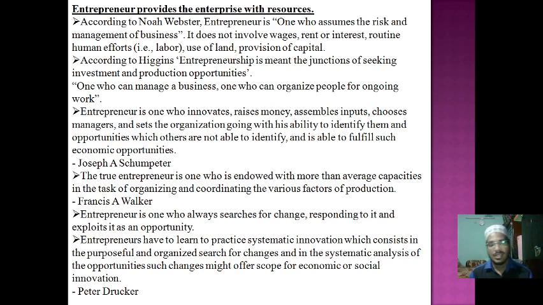Like Francis Walker, different businessmen are telling some advice about the entrepreneur, how the entrepreneur will become and how the entrepreneur will work.